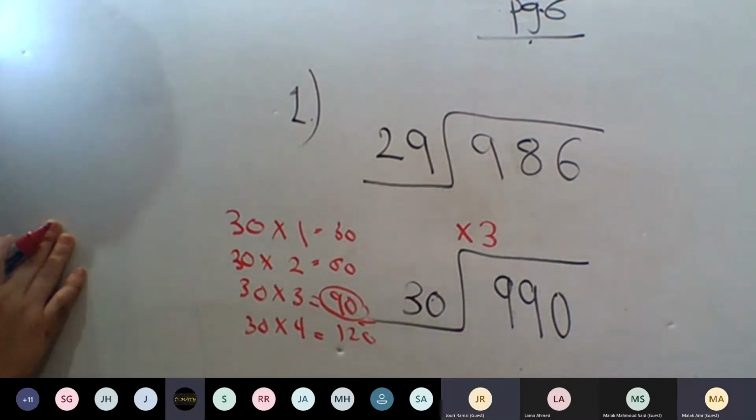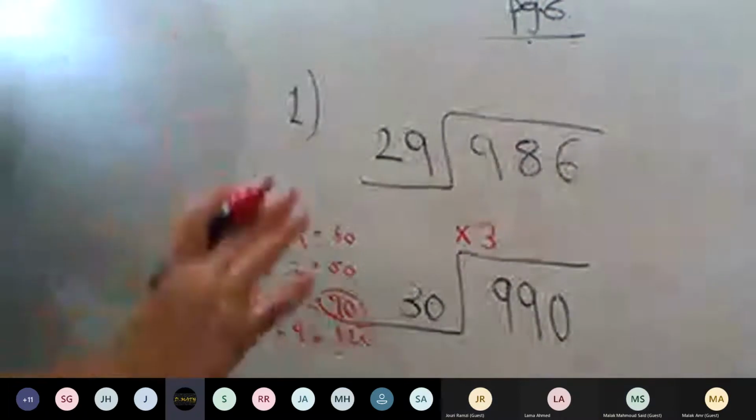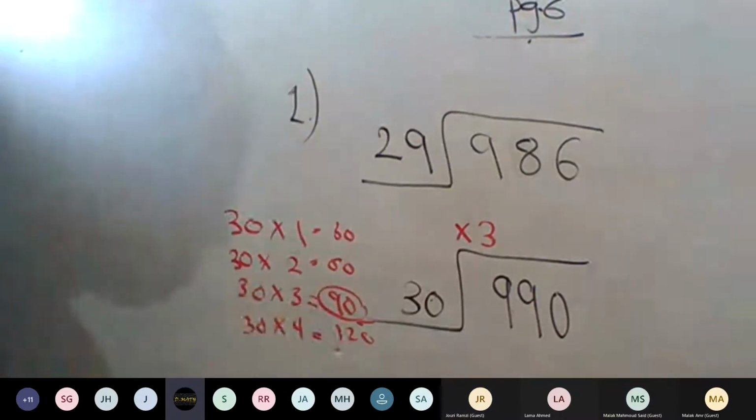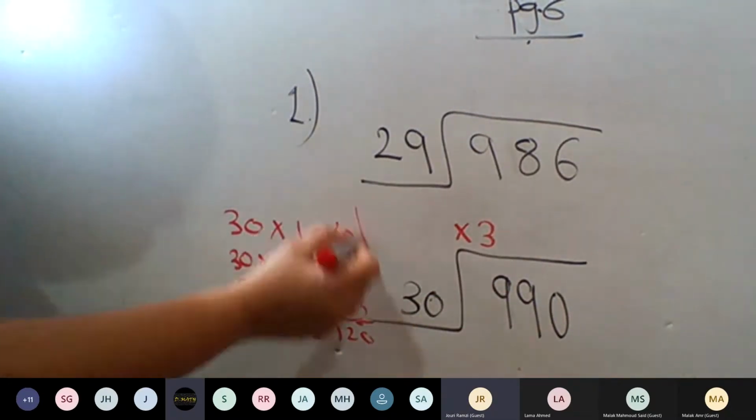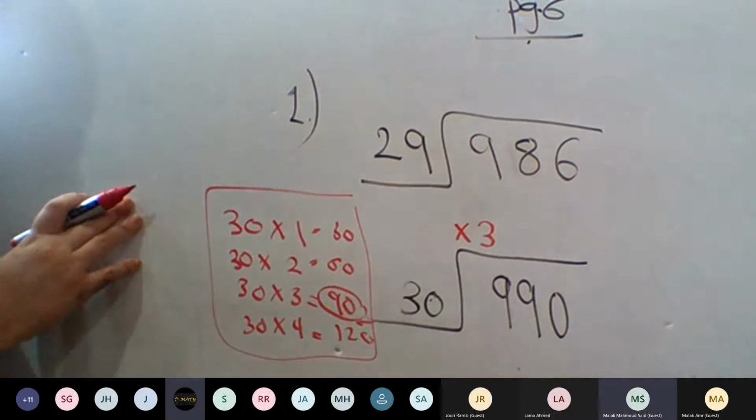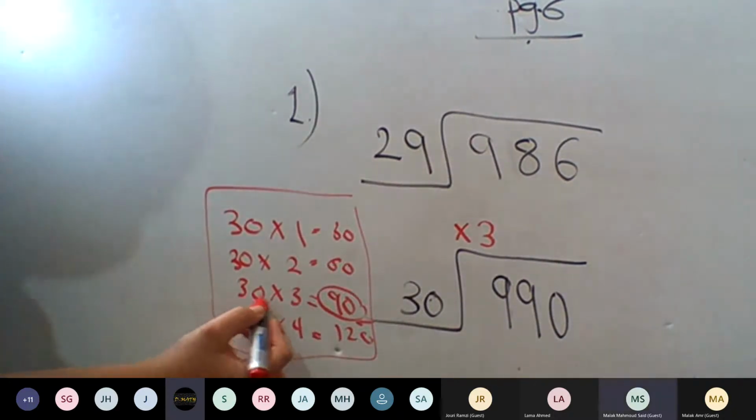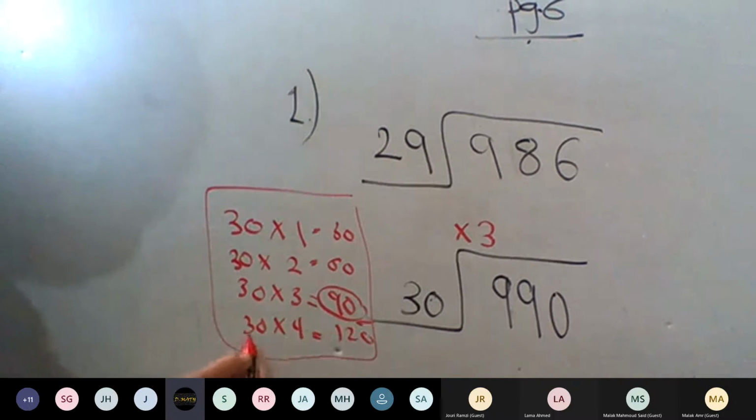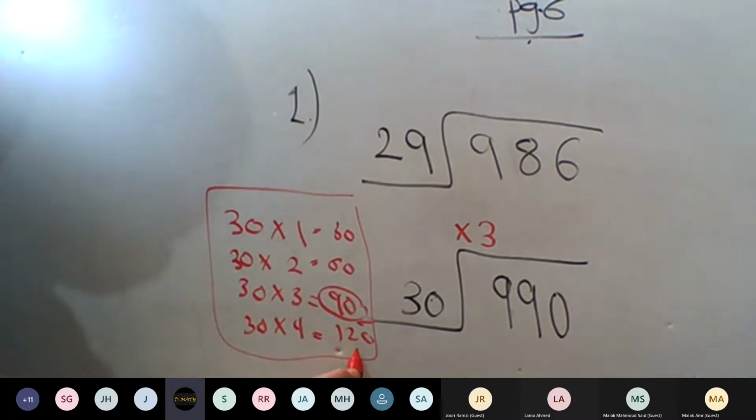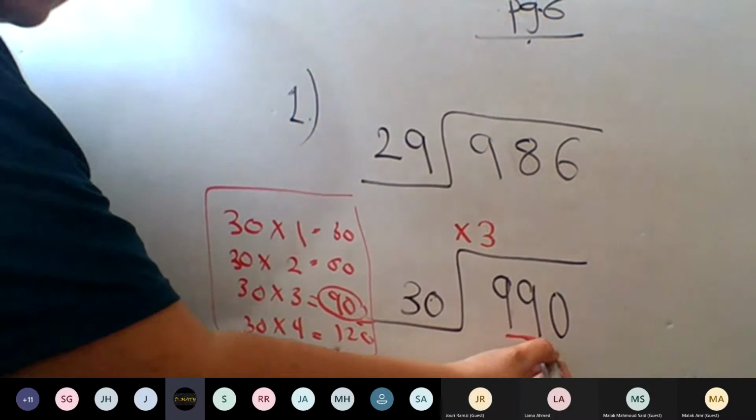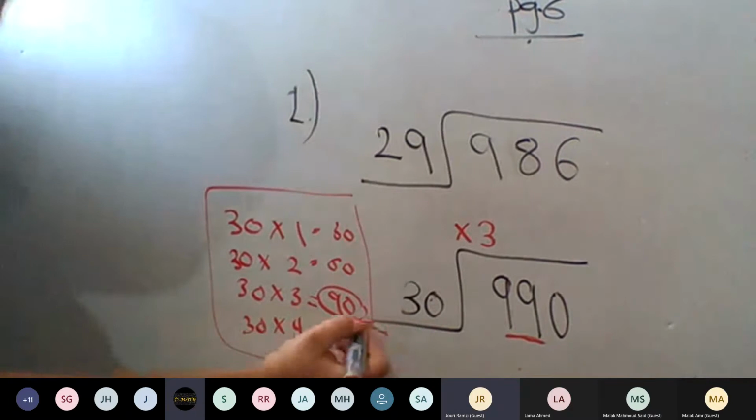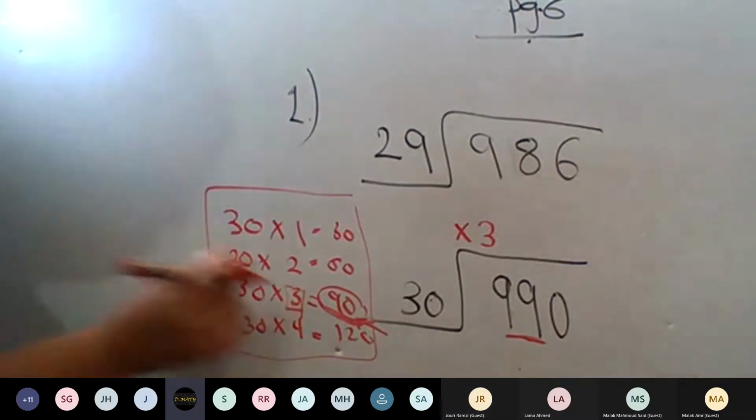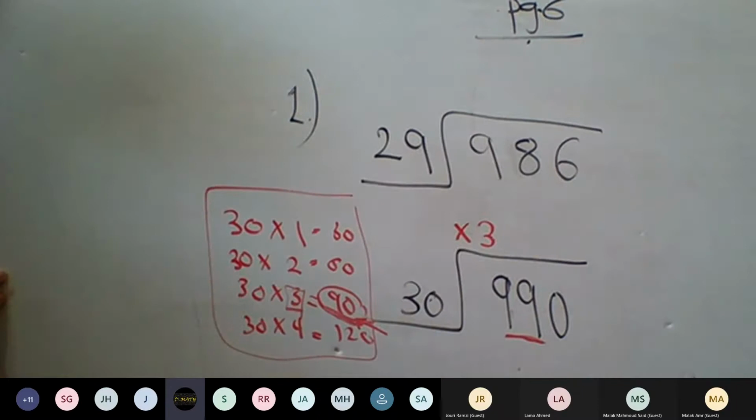Got it? Please focus with me. If you didn't understand, tell me. What did we do? We found why we put 3. Because here you wrote the multiplication table of 30, and you find that 30 times 3 gives 90 and 30 times 4 gives 120. But my number here is 99, and 99 is between 90 and 120, closest to 90. So I choose 3. This is why I put the number 3 here.